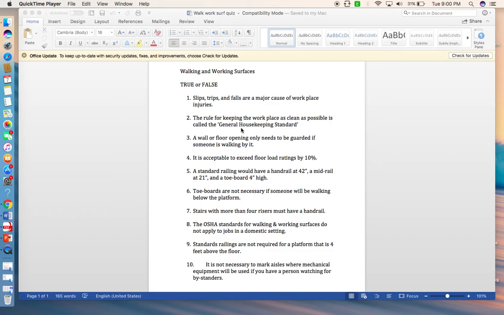You've got to have toe boards if anybody's going to be working below a platform. You can't exceed floor load ratings. You have to use standard railings. It is one of the ways to guard floor openings or holes. Remember, 4 or more risers on stairs, you have to have a handrail. You've got to have standard railings if you're working on a platform 4 feet above the floor. You've got to mark aisles whenever you're using equipment in them, and they're permanent.